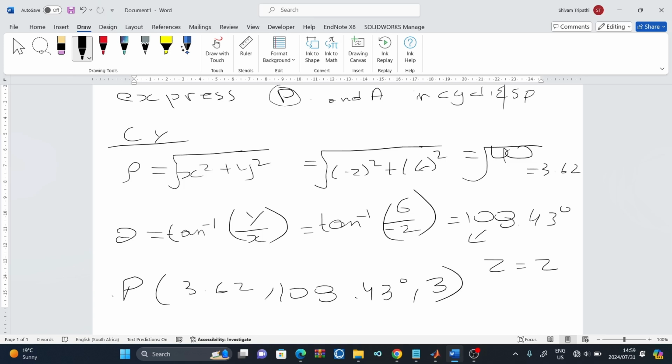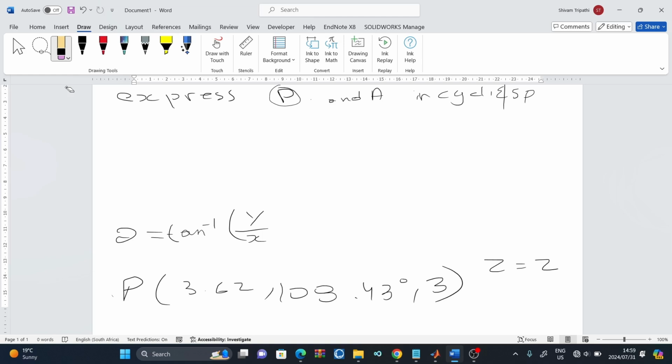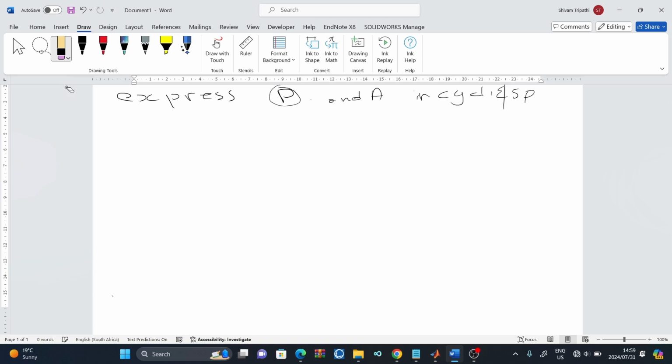So that's our cylindrical coordinates, as you can see. Then for our spherical coordinates, let's say the spherical coordinates for P will be something like this.